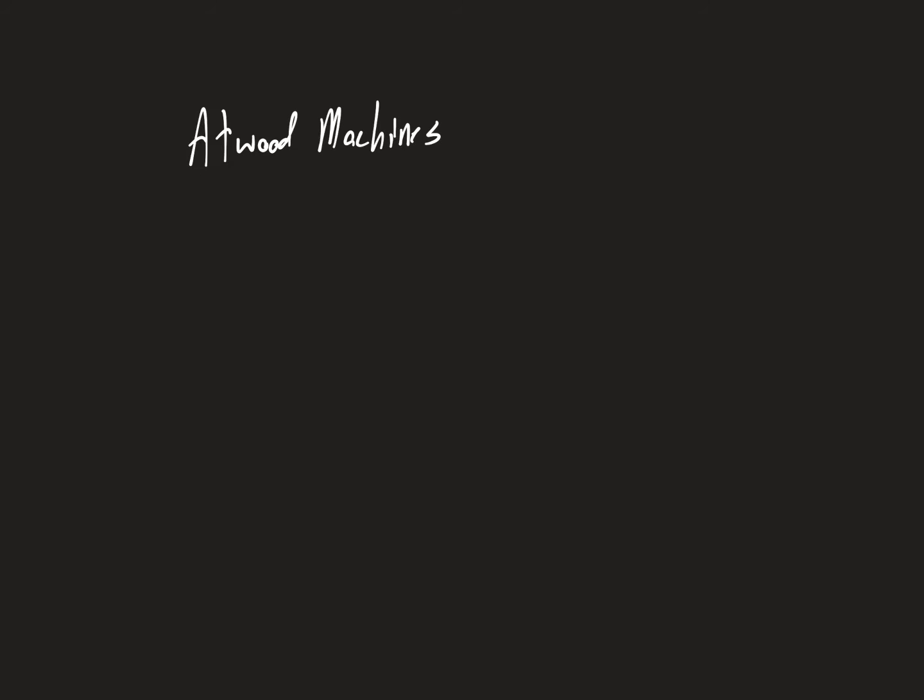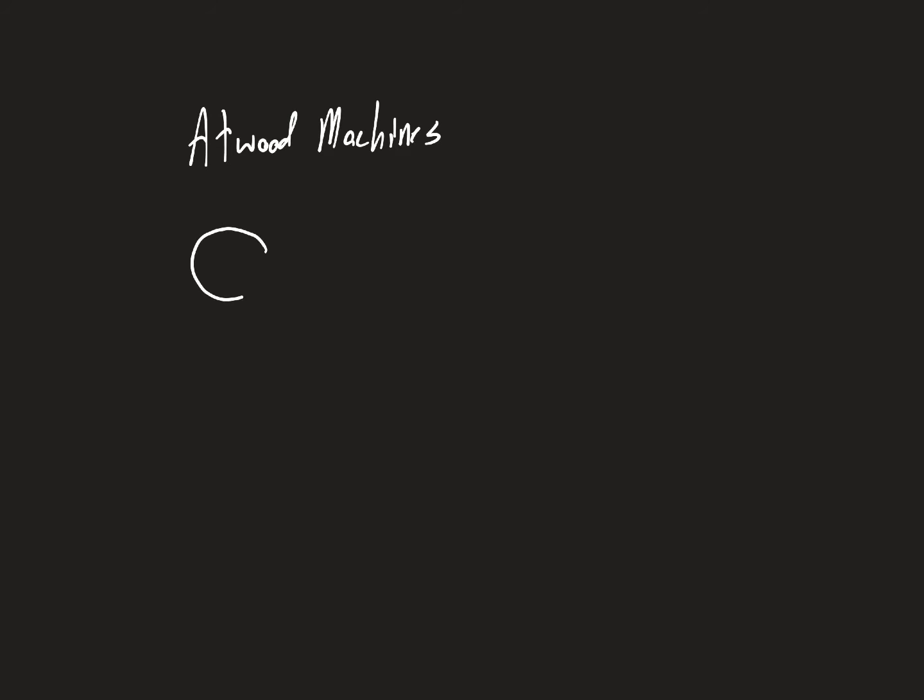Hey guys, welcome to another section of video notes. Now we're talking about these things called Atwood's machines. We've talked about inclined planes and forces being pulled at an angle on our objects. Now we're talking about two objects over a pulley. It's kind of how elevators work. Let's just jump into it.